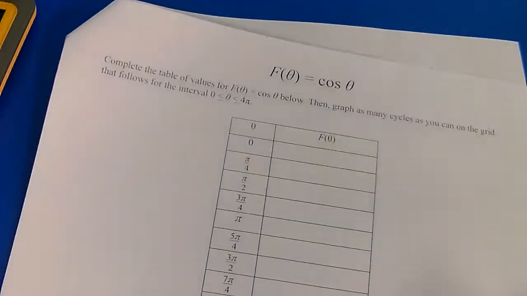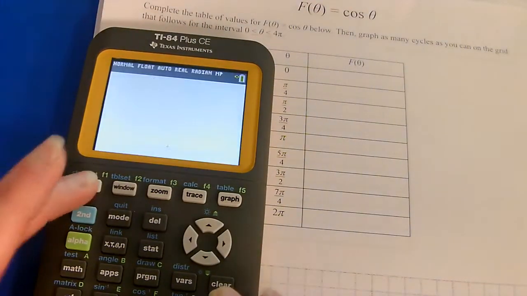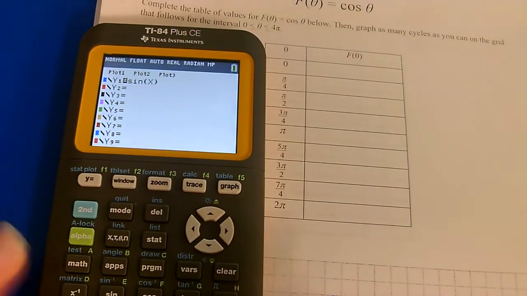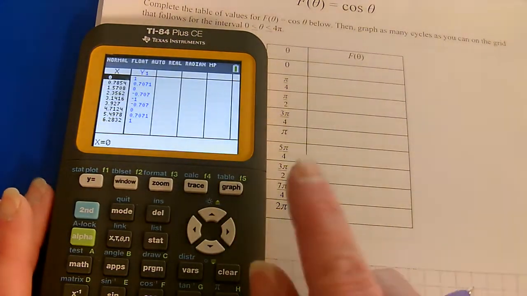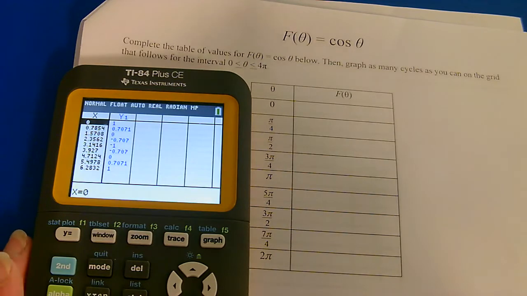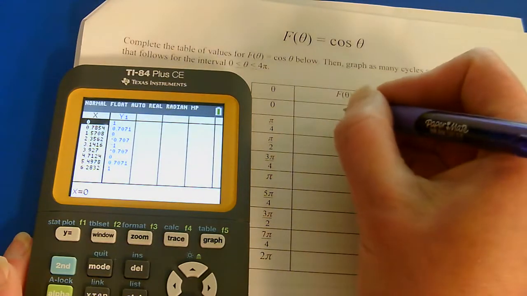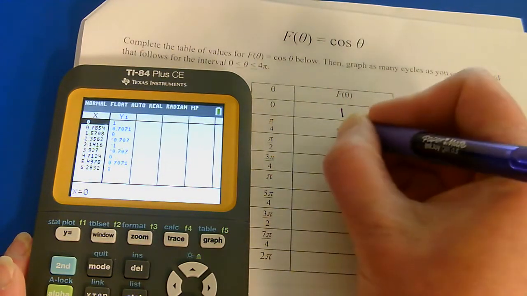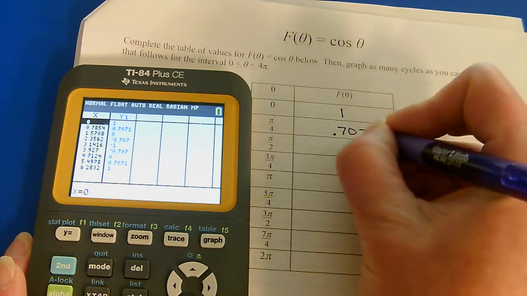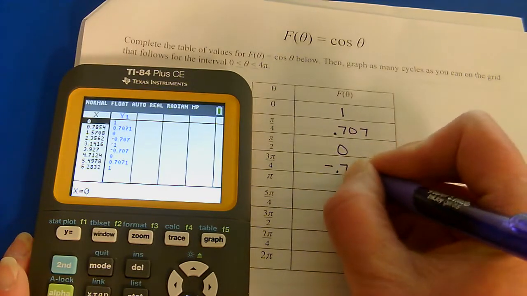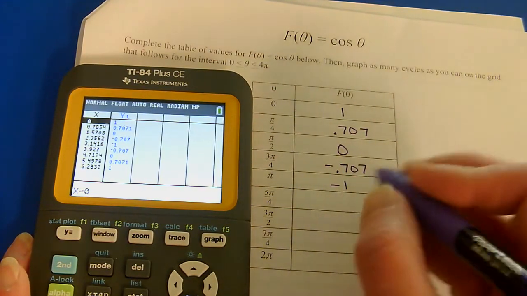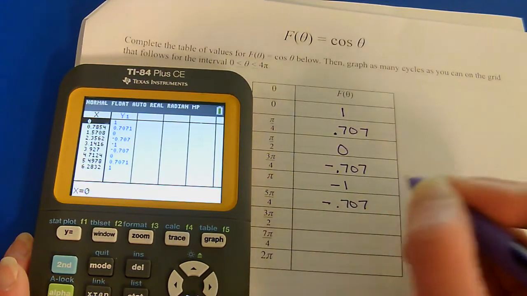Okay, the next one is going to be cosine. Now the beauty of how I set up my calculator is in my y equals, I'm going to change that to cosine and go back to the table. Now all of those x values are still in there. It just changed the y values now to be the cosine of each of those angles. So cosine of 0 is 1. Cosine of pi over 4 is 0.707. Then it goes to 0. Negative 0.707, negative 1, negative 0.7. So I'm copying these straight from this table.